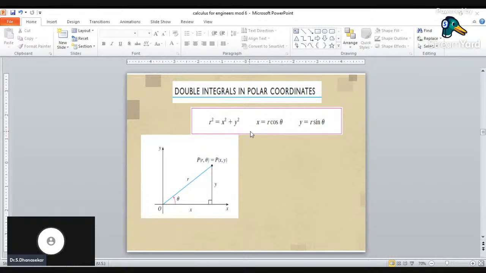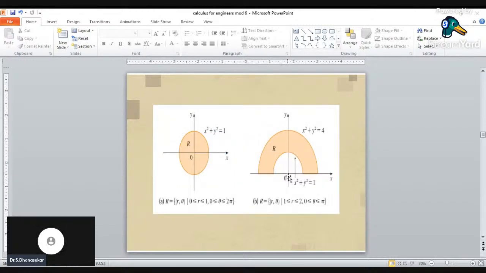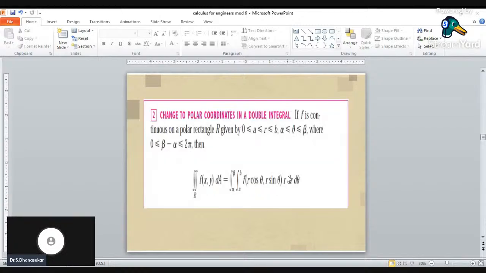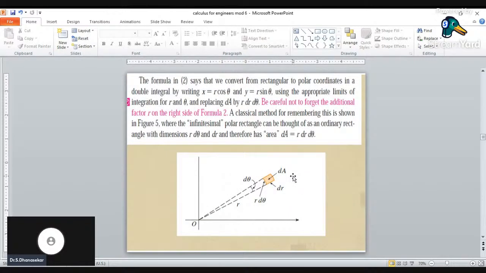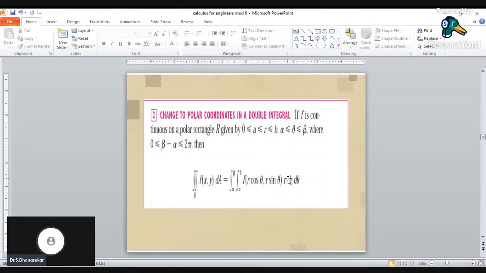Now when I want to apply polar coordinates in our double integral, we have to be very careful, because whenever you are changing dA in polar coordinates, you have to use r dr d theta. That's a key you have to remember. So when you change x to r cos theta and y to r sin theta, you have to change your dA to r dr d theta. Why? Because r is nothing but the Jacobian part.